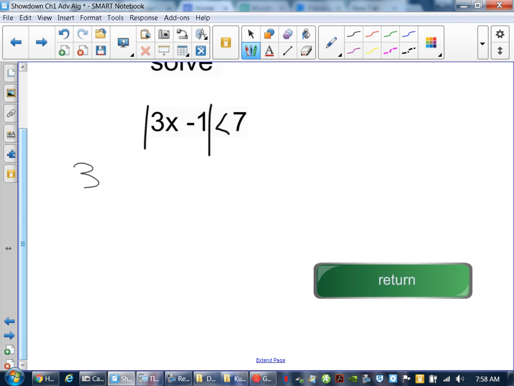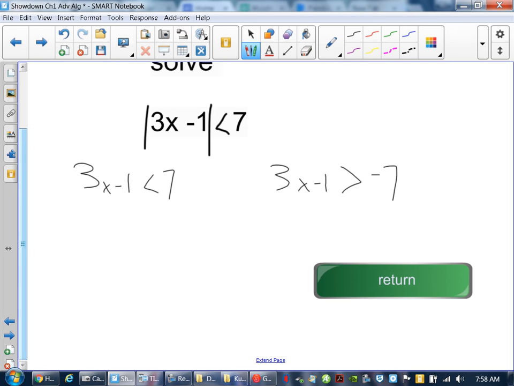When you have absolute values of inequalities, you set it up the same way without it, and then you do your greater than the negative 7. And I apologize for having 7s in inequality symbols. That kind of gets a little messy.